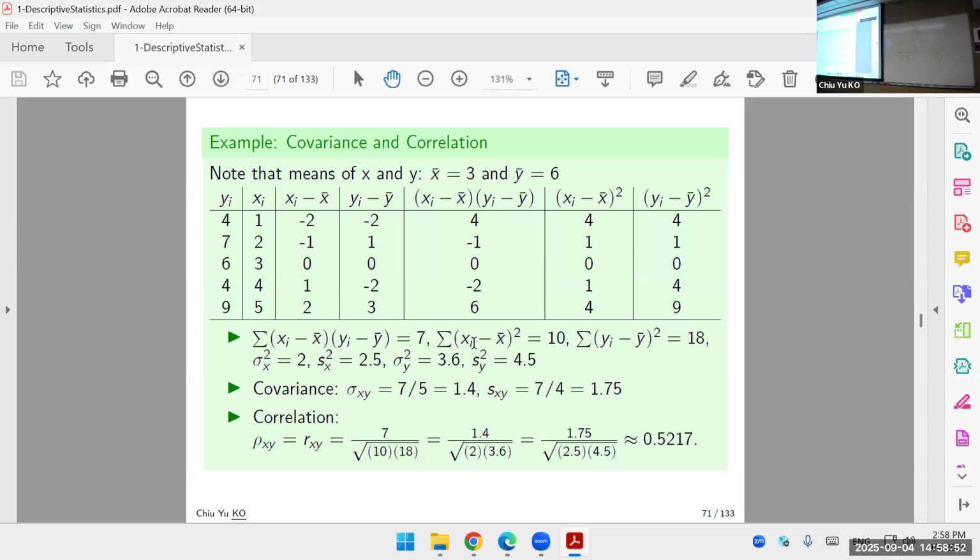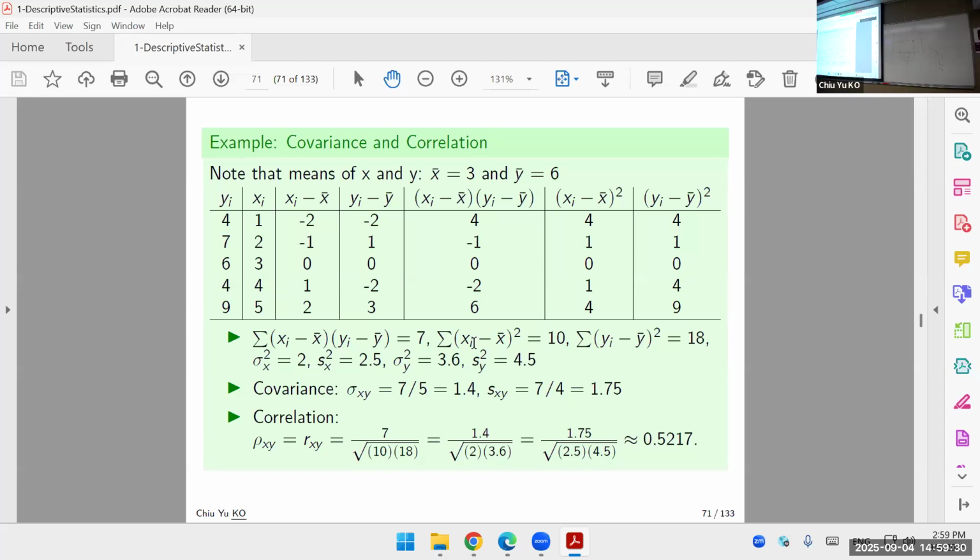You subtract the mean 3 from X, you get -2, and so on and so forth. And you subtract 6 from Y, you get this and so forth. You multiply these two columns, it gives you this result. If you square, you get this result. You square this, you get this result. And covariance is simply you add everything in this column, which is 7, divided by 5 observations, right? If you divide by 4, it is the sample covariance.